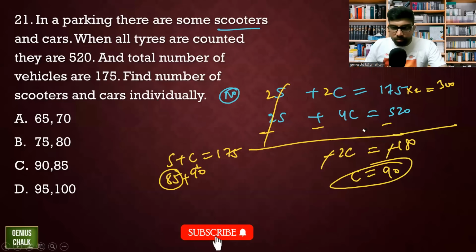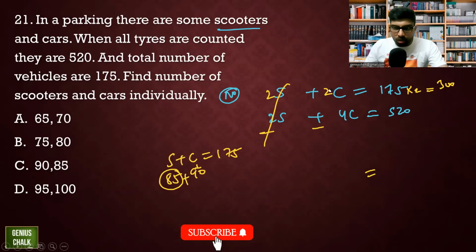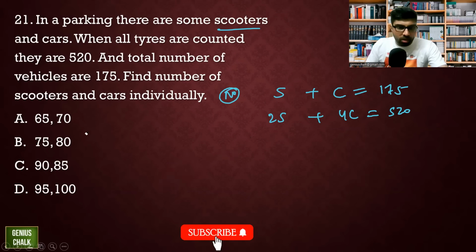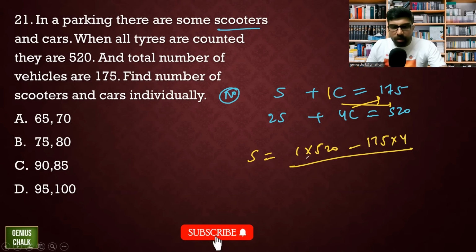And if you know how to solve this linear equation fast, you can solve this without using this also. Like, what is the method? I'll just discuss. Whenever we have 2 equations and you have to solve it faster, then what we do, if you want to find S, then you just forget S and cross everything. So it is 1 into 520, minus 175 into 4, right? I hope I'm clear.